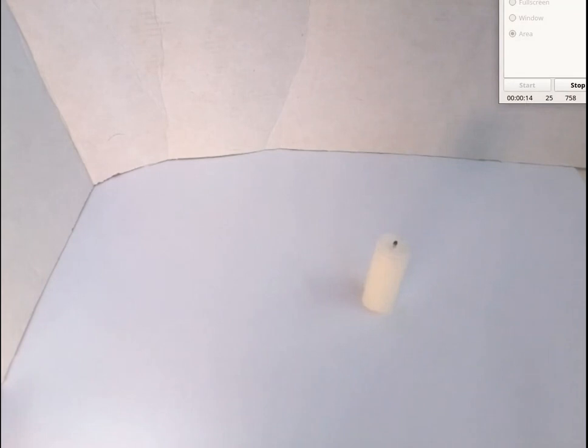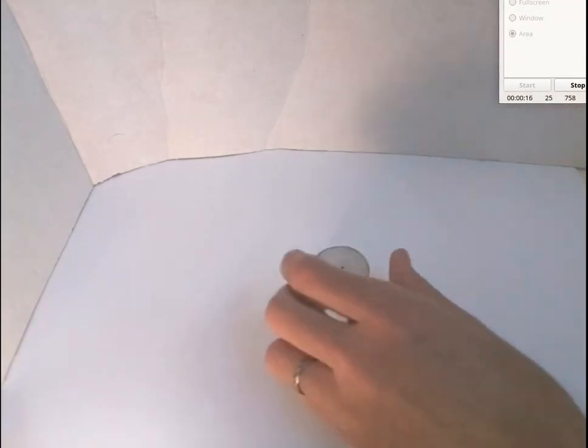First, this one's tea candles. Essentially, what's in this? Some matches to light them with.